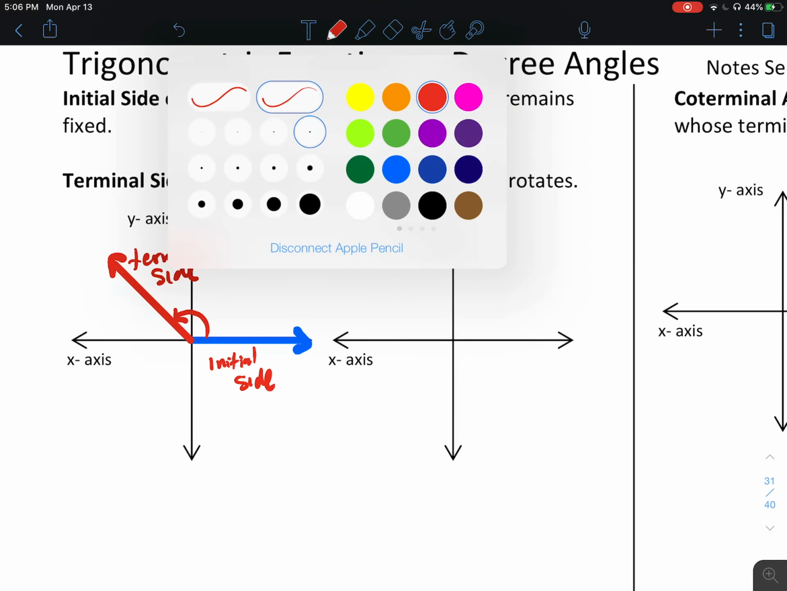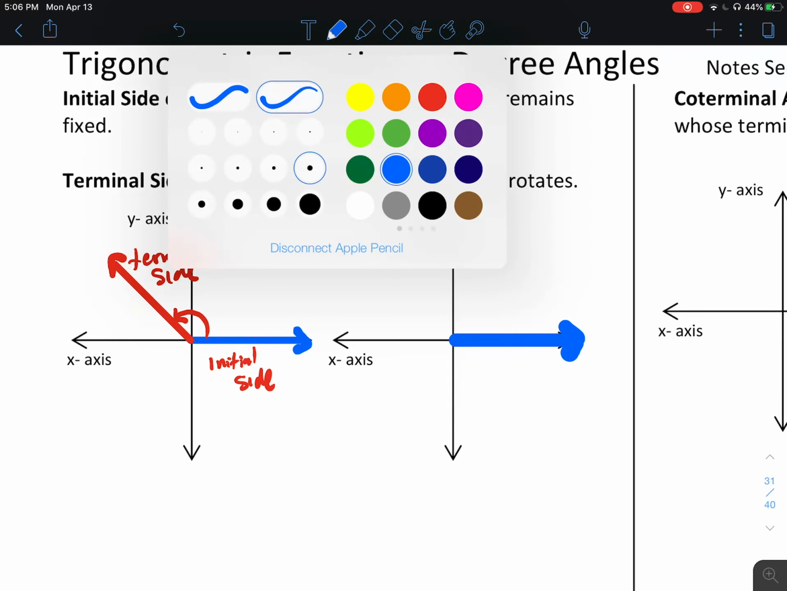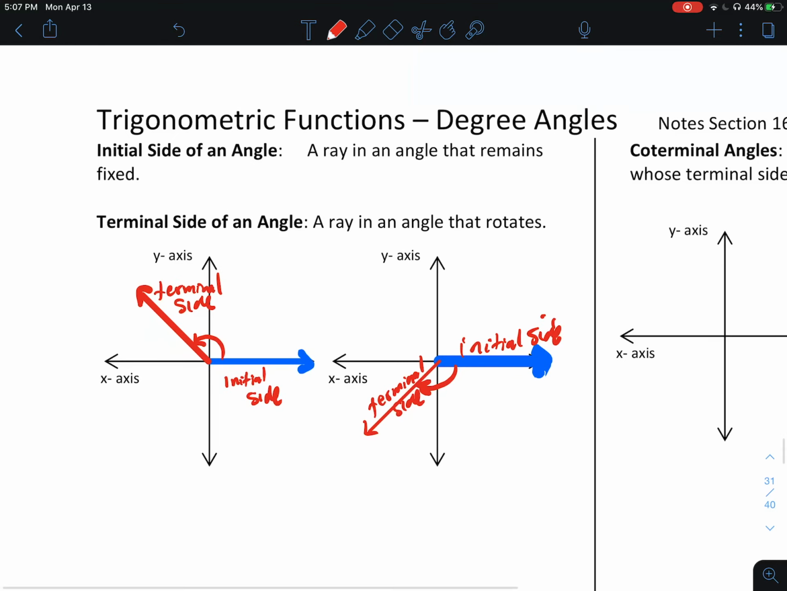Let's draw another picture. Let's say that we have the initial side on the positive x-axis again. And let's say that instead we start moving in this direction. And this ray that I'm moving is still the terminal side. The blue one is the initial side. To denote how it moved, we draw an arc with an arrow on it. So those two terms, initial side and terminal side of an angle.